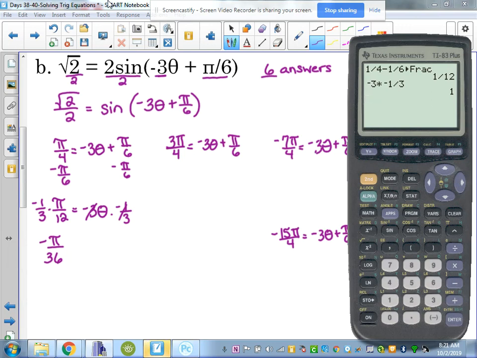We got negative pi over 36. Well, that's not good because it's a negative answer. We don't want a negative answer. We want a positive answer. So we need to add 2 pi to that. So that gives us 71 pi over 36.